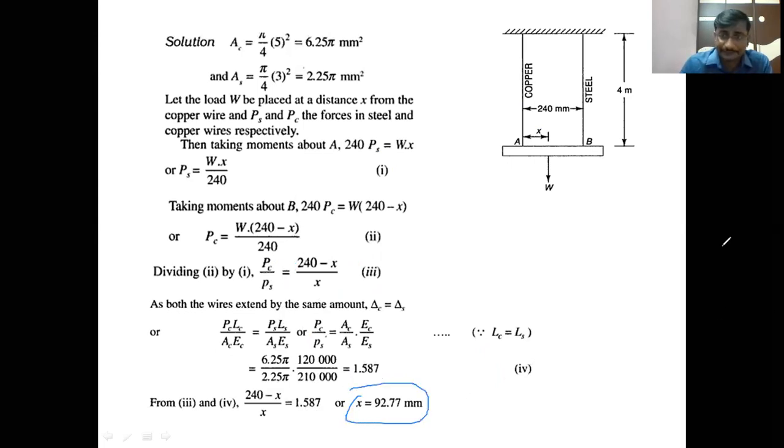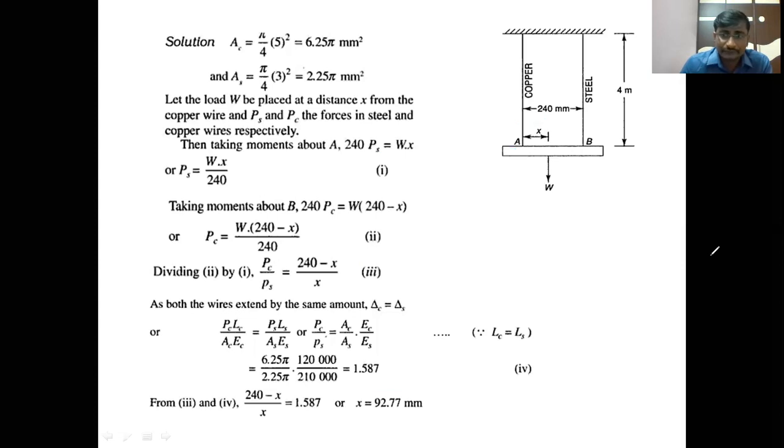92.77 millimeters. That means we have to apply the load W on the horizontal bar at a distance of 92.77 mm from the copper wire. Clear? If we apply the load at a distance of 92.77 millimeters from the copper wire, then only the horizontal bar remains horizontal after application of load W, 1000 newtons. Clear? This is one of the parameters we should calculate in this problem.